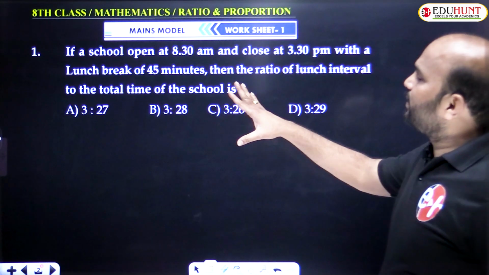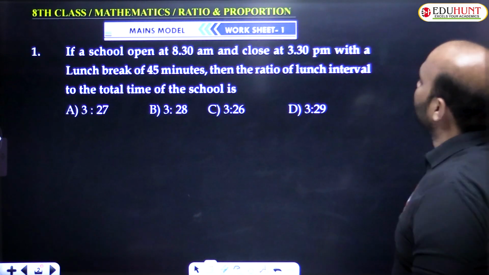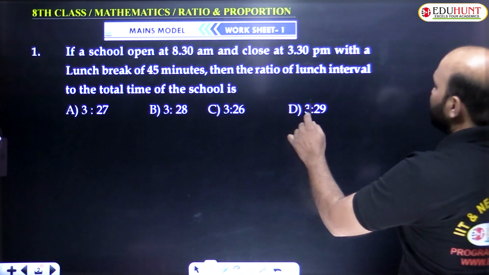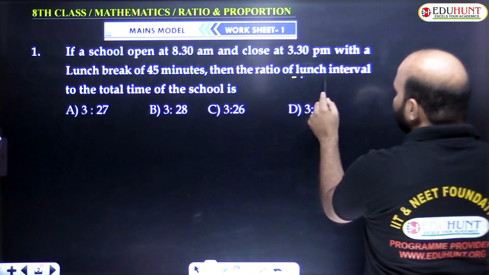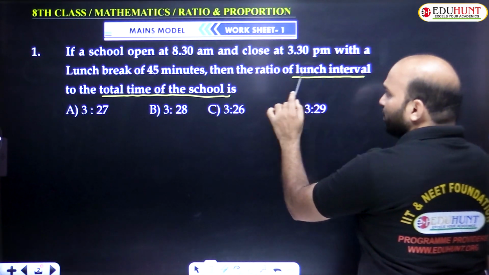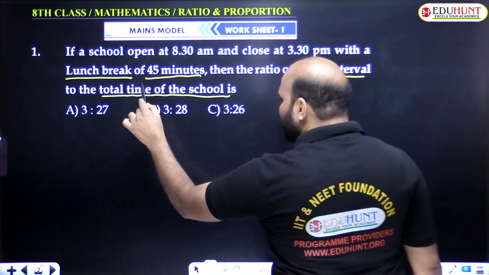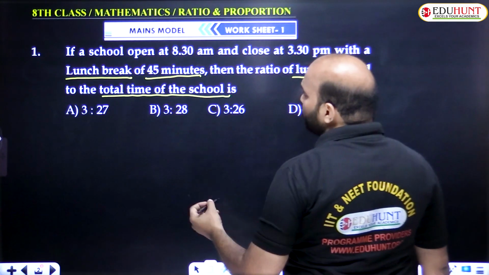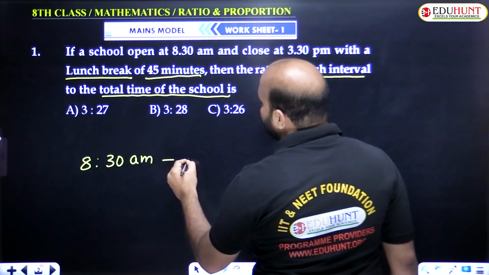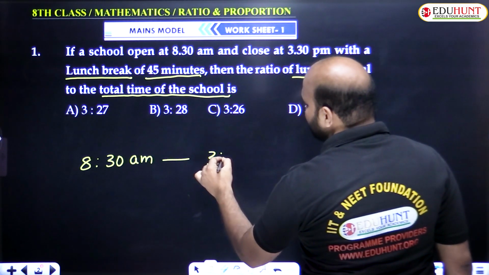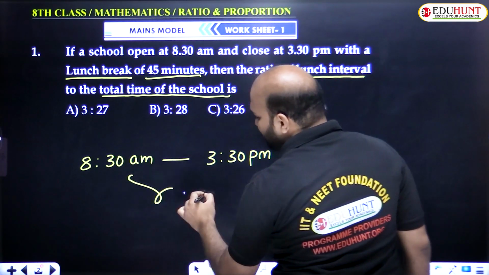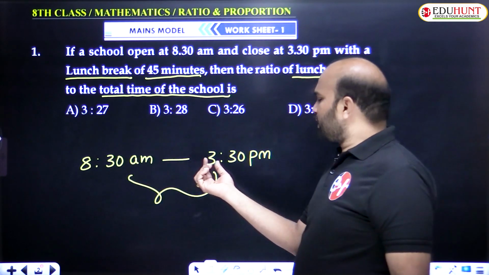If a school opens at 8:30 am and closes at 3:30 pm with a lunch break of 45 minutes, then what is the ratio of the lunch interval to the total time of the school? The school opens at 8:30 am and closes at 3:30 pm. First we calculate the difference between the times 8:30 am to 3:30 pm.